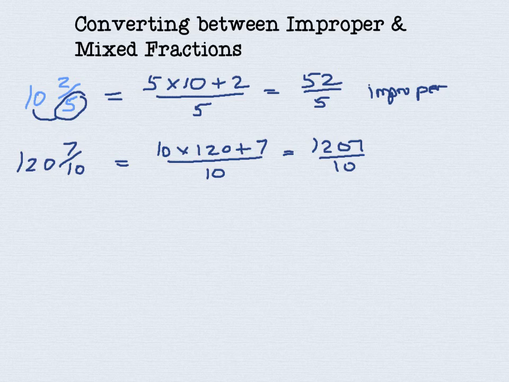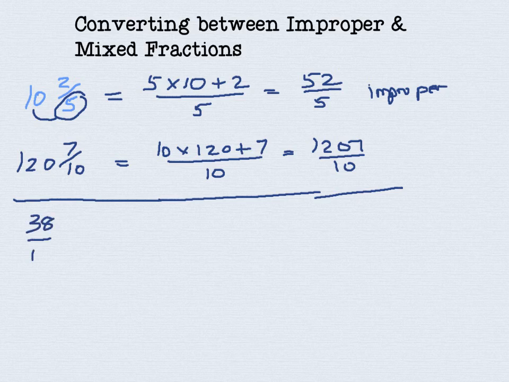Going backwards requires a little more work. Not difficult, but a little more thinking, I suppose. So let's say we have an improper fraction of 38 over 12. Now, if you know your times tables well, hopefully you do, you would know that 12 goes into 38 3 times, because 3 times 12 is 36.